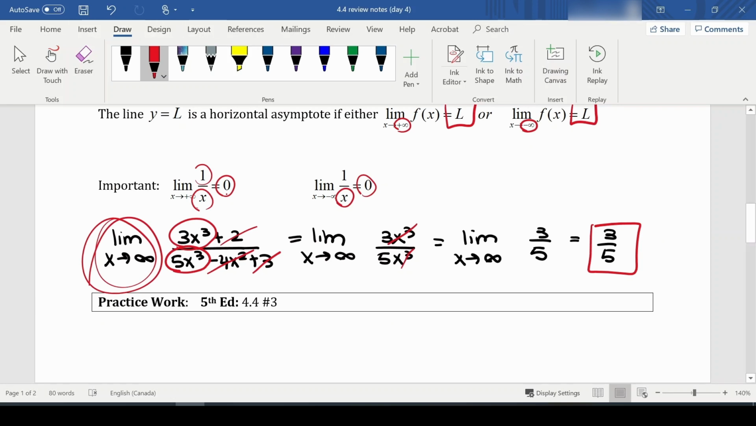That is all for this refresher section. Once you're comfortable with these reminder ideas, you can go on to the 4.4 lesson.